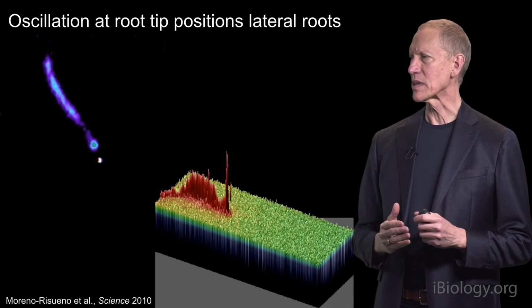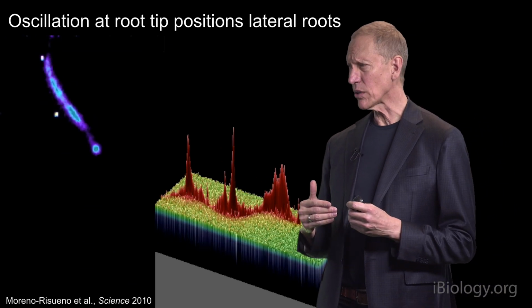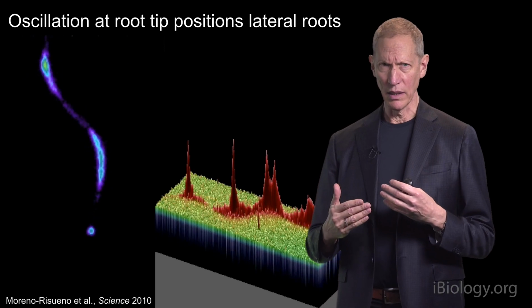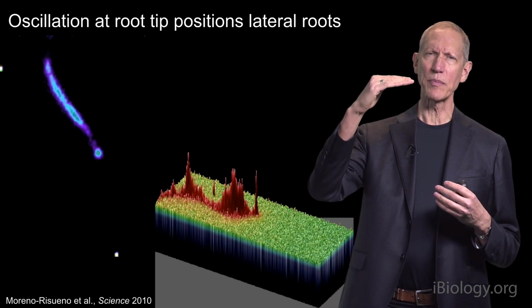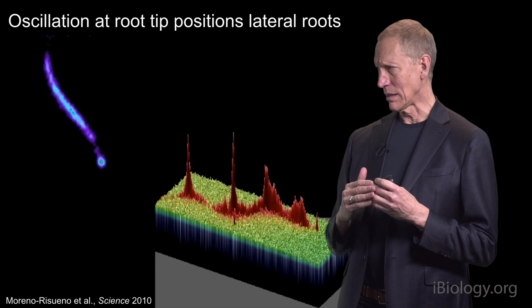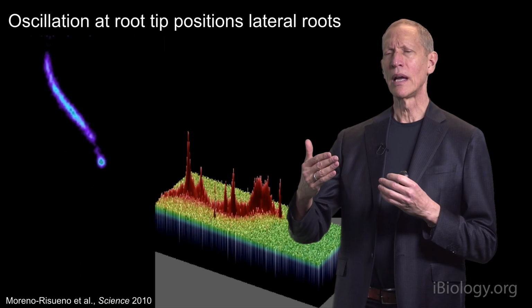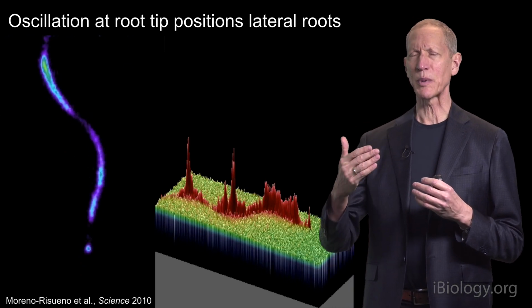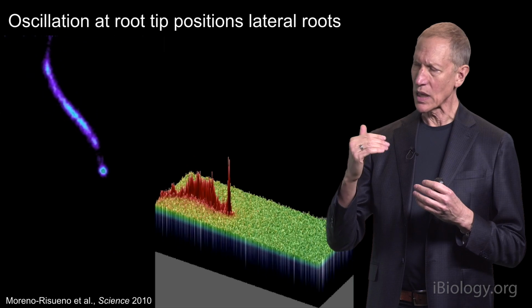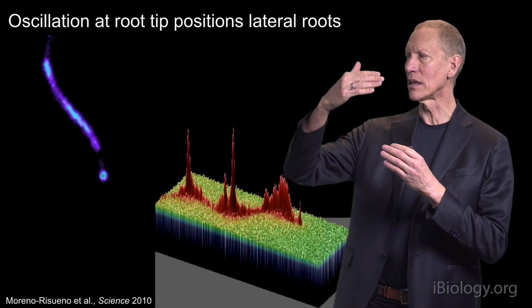But work originally from Tom Beekman's lab and then later from our work, we showed that there may be another way of getting these roots to be positioned in the right locations. And what the Beekman lab had originally seen was evidence for an oscillating gene expression event near the tip of the root, not at the tip of the root, but more in the cells that are starting to elongate.